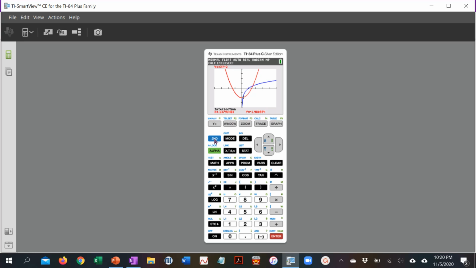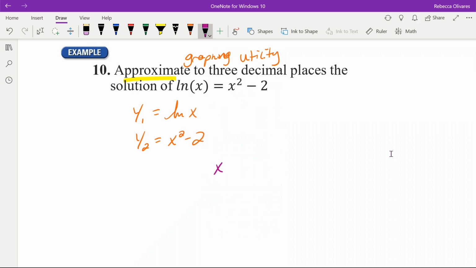And then we'll do it again for the other one. So second trace, intersect, first curve, yes, second curve, yes. And then for the guess, you can either use your arrow key or you can jump over. It looks like it's about 1.5, so you can actually type 1.5 from your keyboard. Press Enter, and there's my intersection at about 1.56. So let's write that down. They wanted these answers to 3 decimal places, so x is approximately 0.138 and approximately 1.564. Voila.